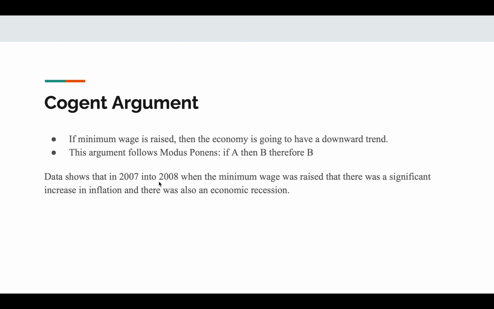My cogent argument is if minimum wage is raised, then the economy is going to have a downward trend. And this argument follows modus ponens: if A, then B, therefore B. And data shows that in 2007 into 2008, when the minimum wage was raised, there was a significant increase in inflation and there was also an economic recession. And this validates my argument because it does in fact prove that if minimum wage is raised, then the economy would have a downward trend, as it did in 2007 through 2008.